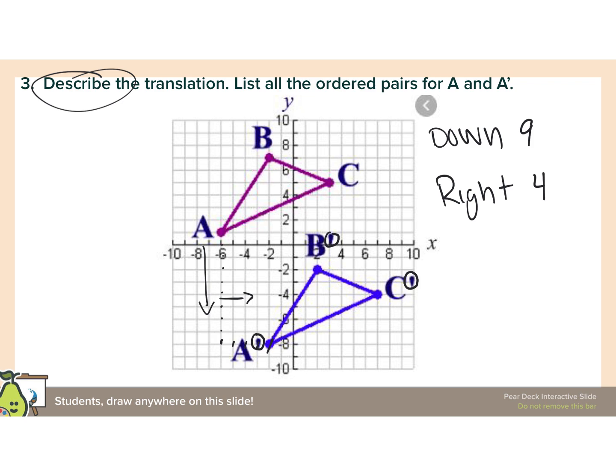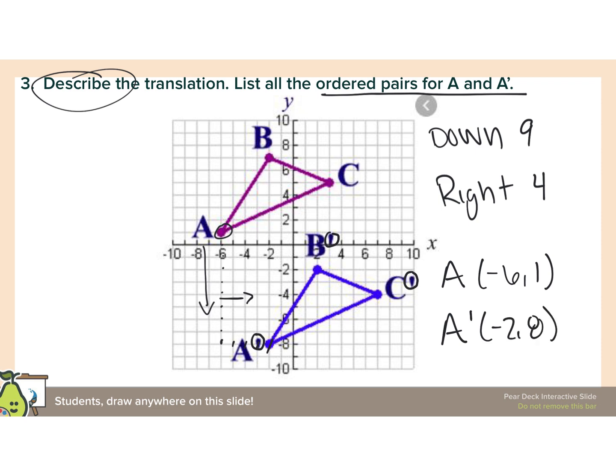And then they ask me for the ordered pairs for just A and A prime. So I don't have to do all of them. So point A right here is located at (-6, 1). And A prime is located at (-2, 8). And that's it. Oh, sorry, that's -8 for A prime. (-2, -8).